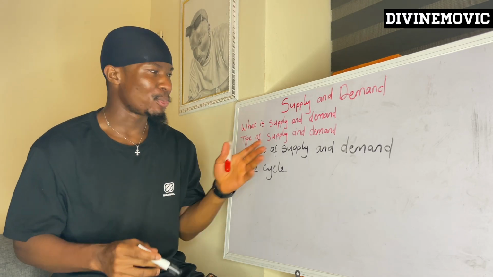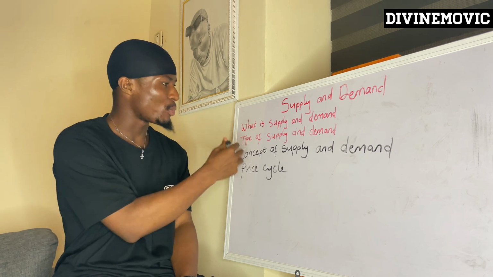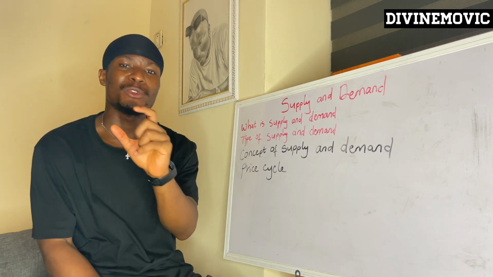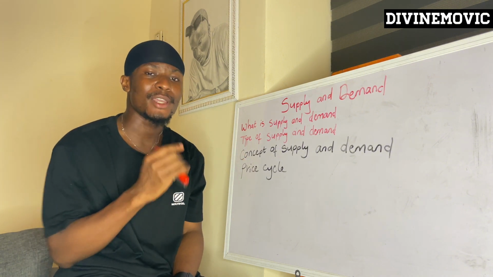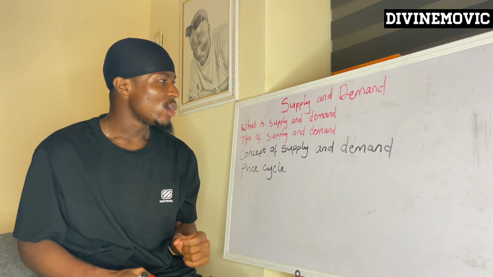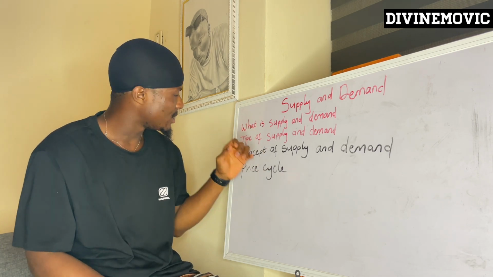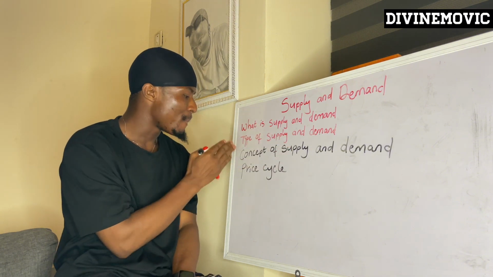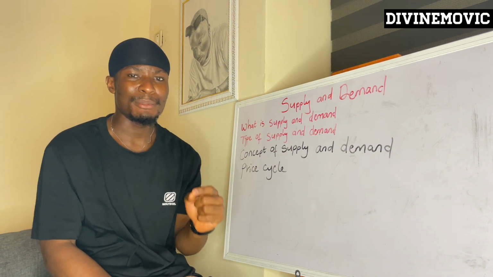For you to understand what supply and demand is, you simply need to be able to answer these questions. Say, what is supply and demand? What are the types of supply and demand? What is the concept of supply and demand? And lastly, which is the most important one, what is the price cycle? By the end of this video, you're going to understand what supply and demand is, types of supply and demand, the concept of supply and demand, the price cycle, and most importantly, you're going to see that supply and demand is not support and resistance.